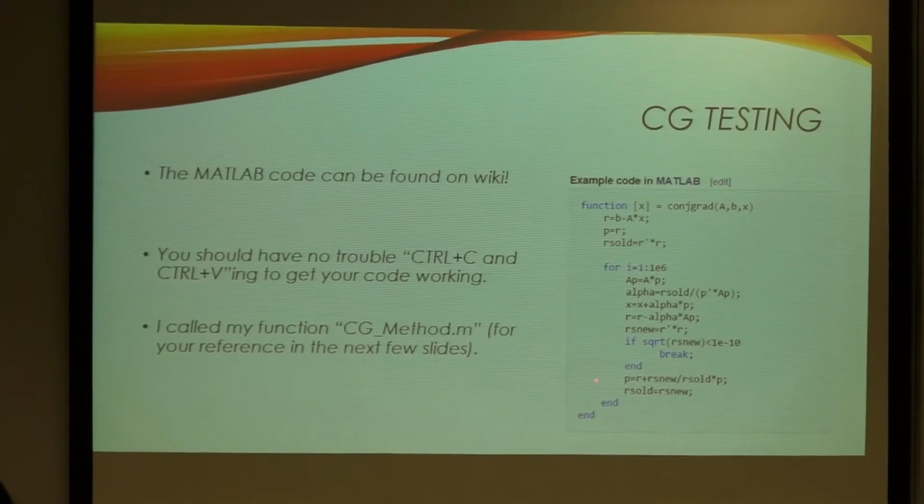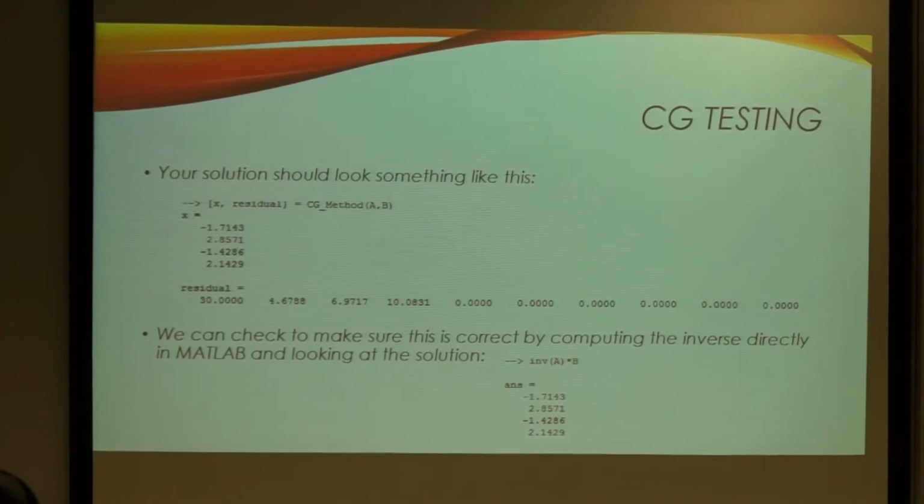Otherwise, update your gear. P is, you update your P vector and reset your R. So all you need to do is kill this, copy it. You should have no trouble using Control C and Control V unless you've got a Mac, because Control C is not going to copy in a Mac. You'll figure it out. Save this code to your own MATLAB. You're going to use it.